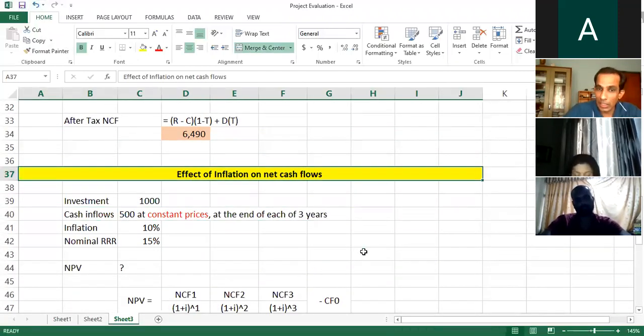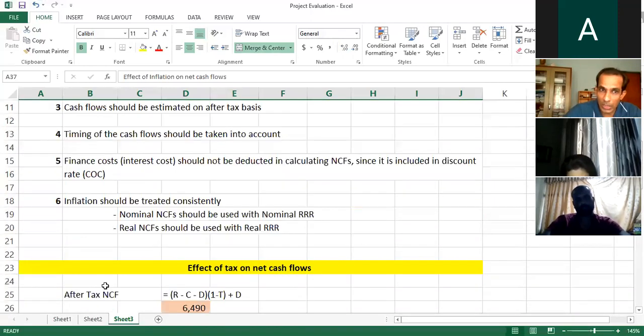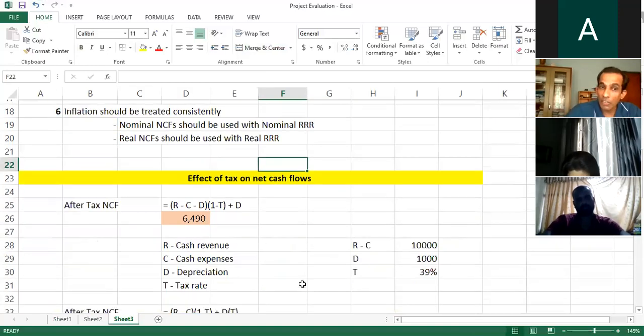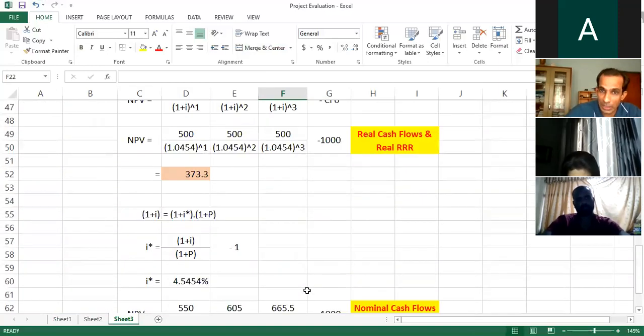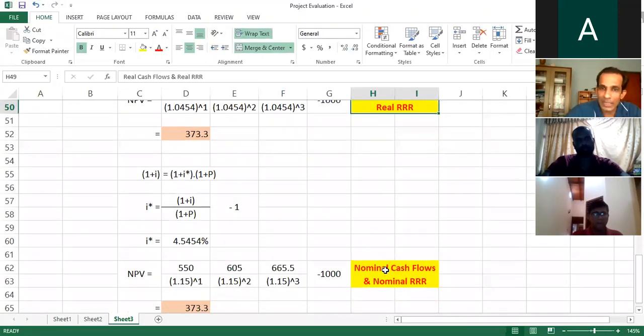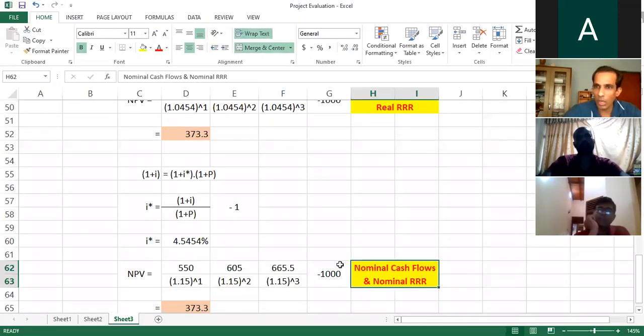So the inflation, as we discussed earlier, we can adjust in two ways. If you adjust consistently, whatever the method you use, you will get exactly the same answer. Nothing to worry. So when you apply correctly, you will get the correct answer, whatever the method you use. Either you adjust inflation in both cash flows and the discount rate, or you remove inflation from both cash flows and the discount rate. Then you will get exactly the same.